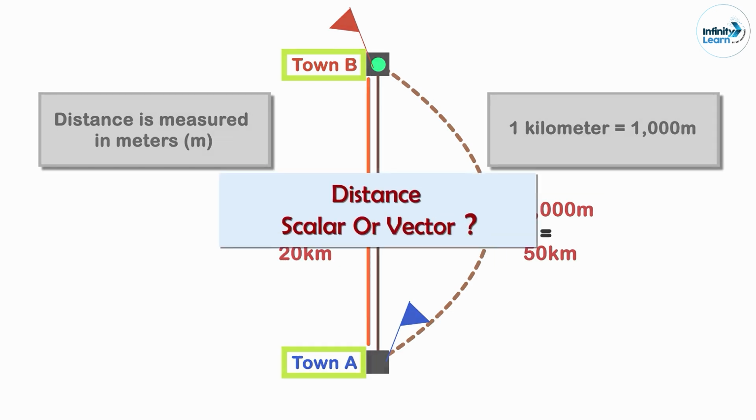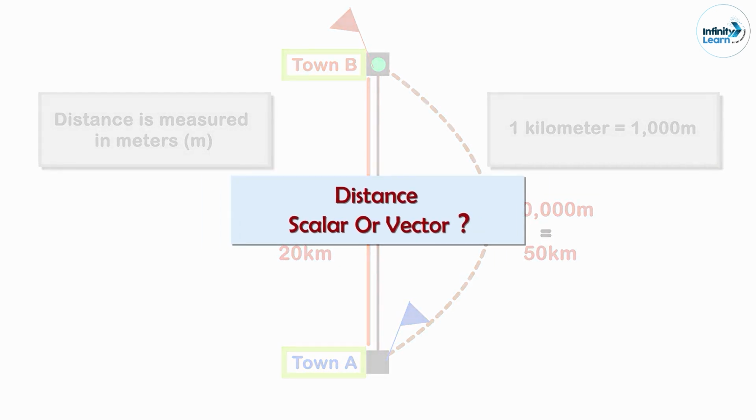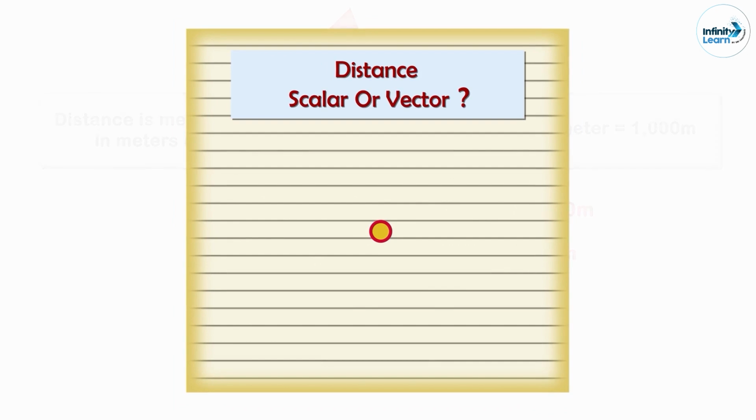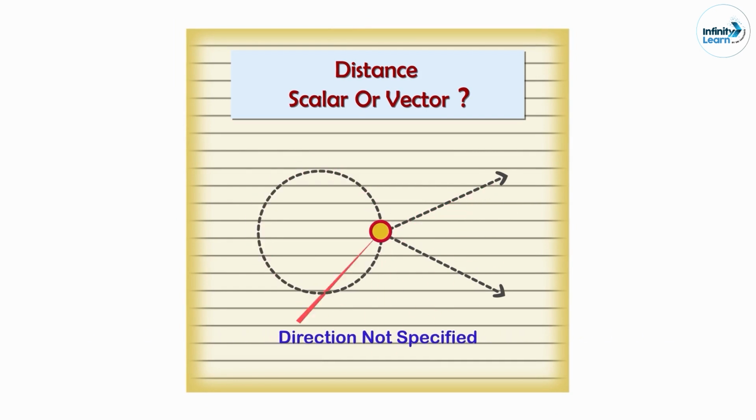Is distance a scalar or a vector quantity? Think about it. If you say someone traveled 20 kilometers from this point, we can't really tell where they landed up. Maybe here, maybe there, or maybe they just went around in circles. As it does not specify a direction, it is a scalar quantity. That brings us to displacement.